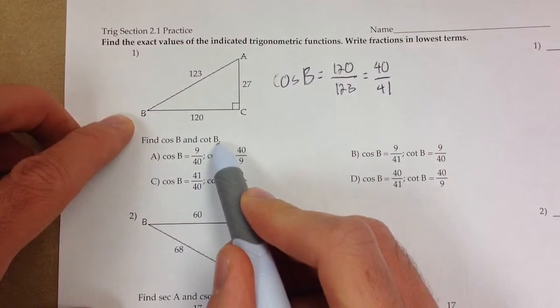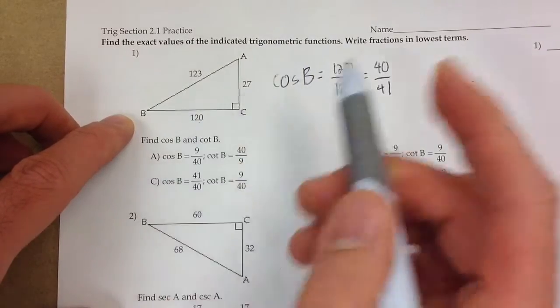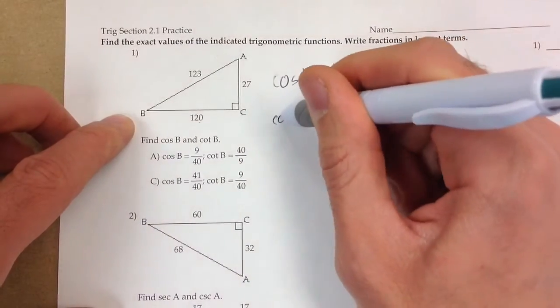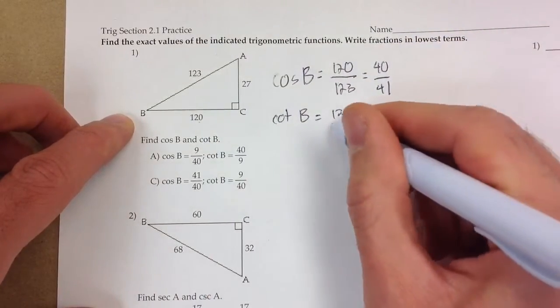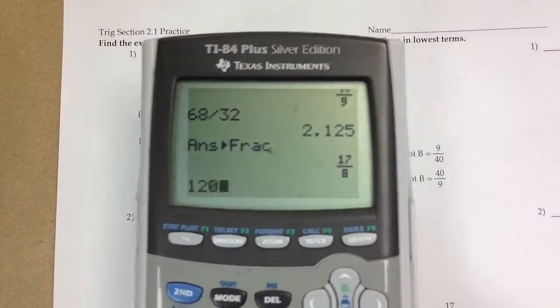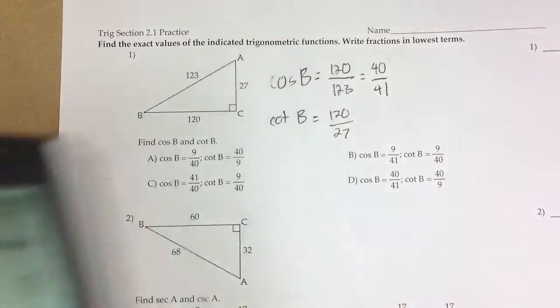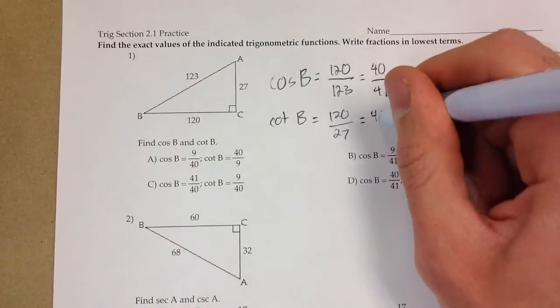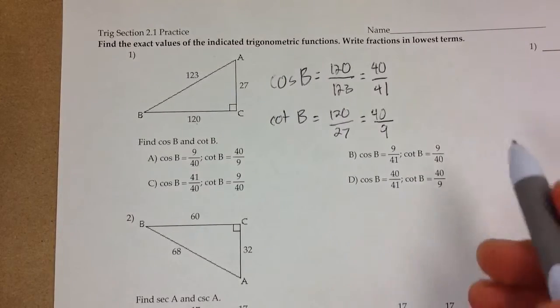Cotangent of angle B as well. You need to know that cotangent is adjacent over opposite. So the adjacent side to B is 120, and the opposite side to B is 27. And you can use your calculator to reduce the fraction. 40 over 9. So cosine of B is 40 over 41. Cotan of B is 40 over 9.